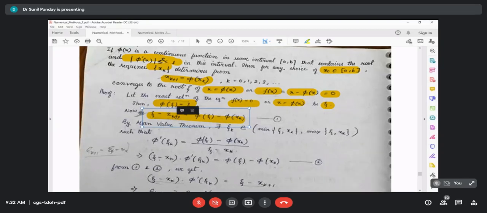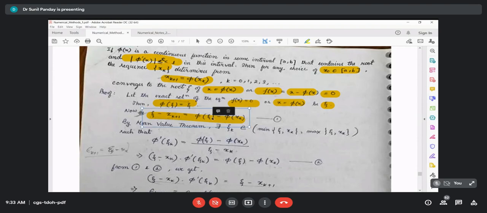Now we have this equation 1, and if you remember the Lagrange mean value theorem, it states that if you have any function phi x which is continuous in some interval ab and differentiable in that interval, then there exists a point c such that phi dash of c equals f b minus f a upon b minus a. You have already learned this in your BTech first semester: Rolle's theorem, then the Lagrange mean value theorem, and then the Cauchy mean value theorem.